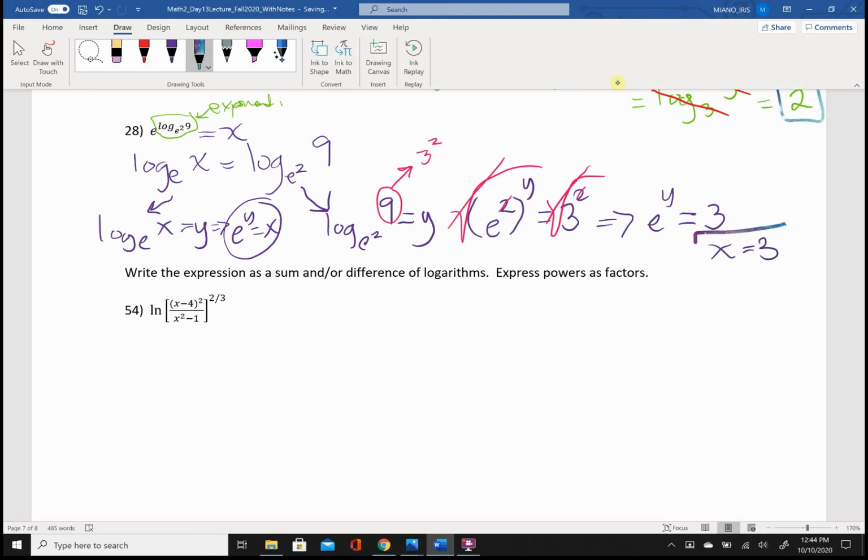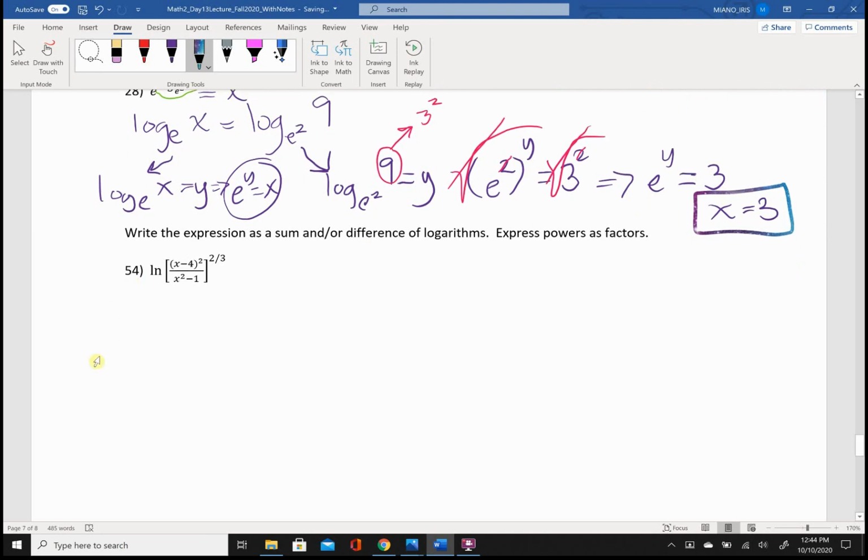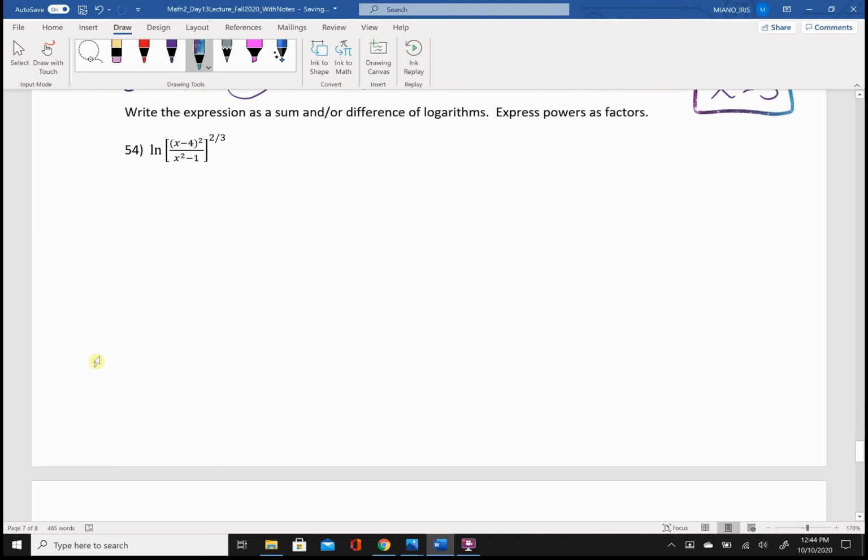That was definitely the most challenging one in that set. So if you were looking at that and you're like, what? Don't worry, we can talk about it more in class, and I can give you more examples of that style.